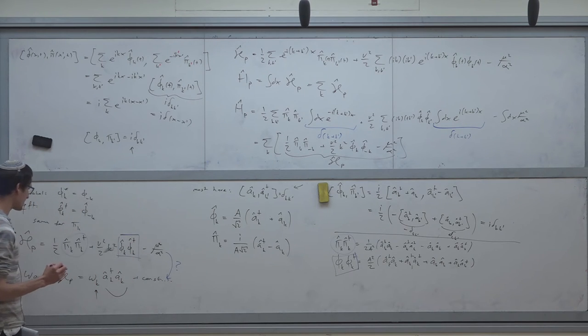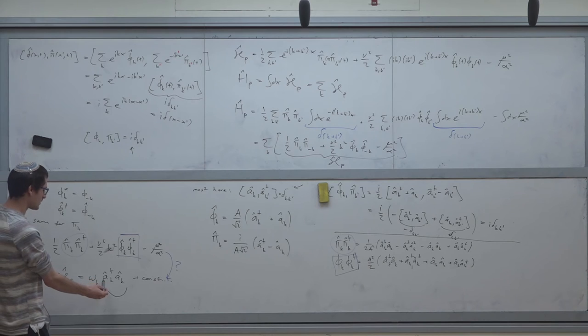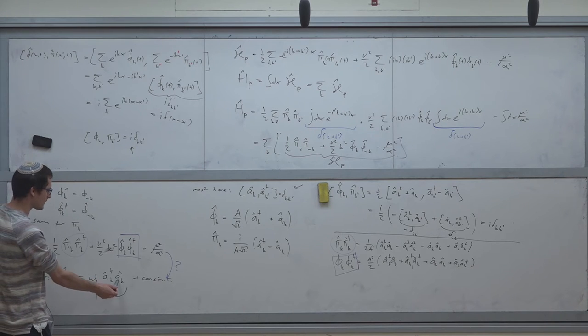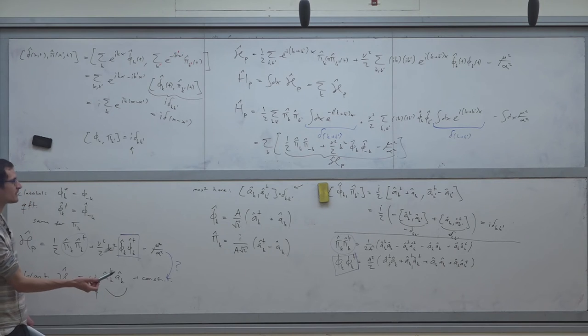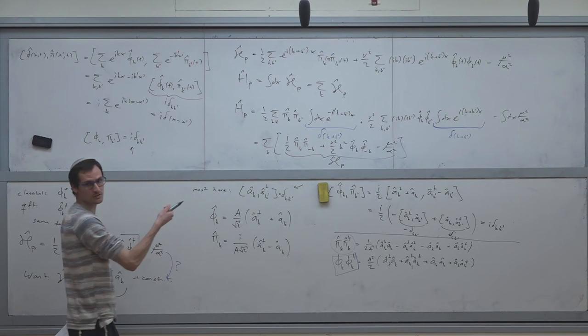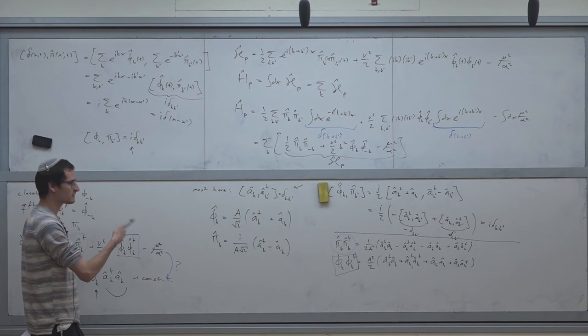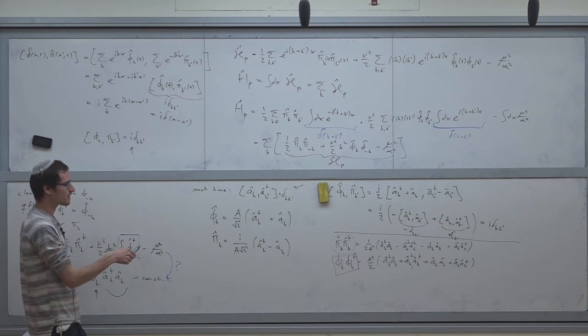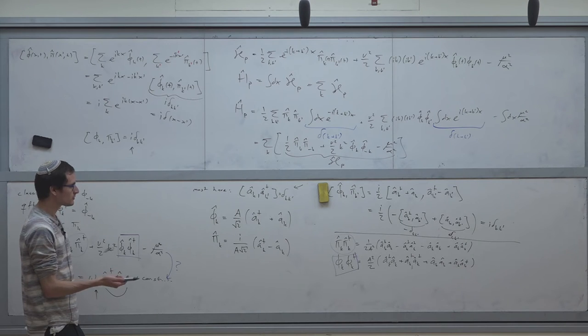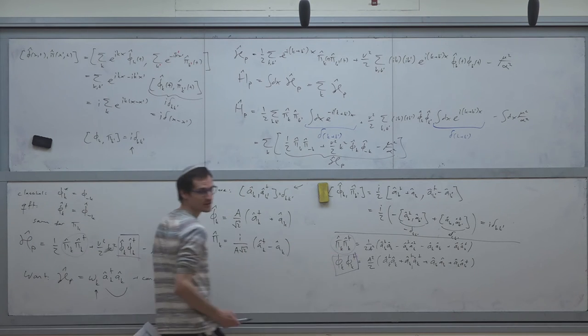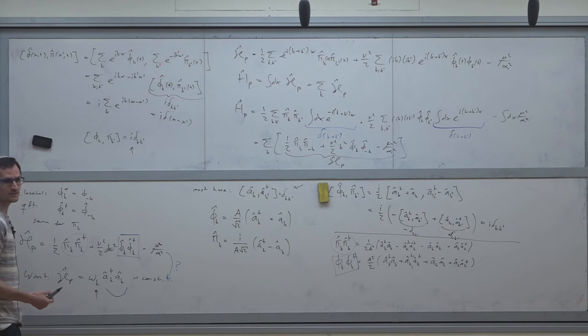And I want to have at the end, I only want to remain with a dagger a, and I'm also okay with a a dagger because I can then use the commutator to switch the order. But I want all the double dagger terms and all the double non-dagger terms to cancel. And in order to do that, I have to choose a appropriately. If you stare at this for a minute, maybe two, you can figure out what a should be.